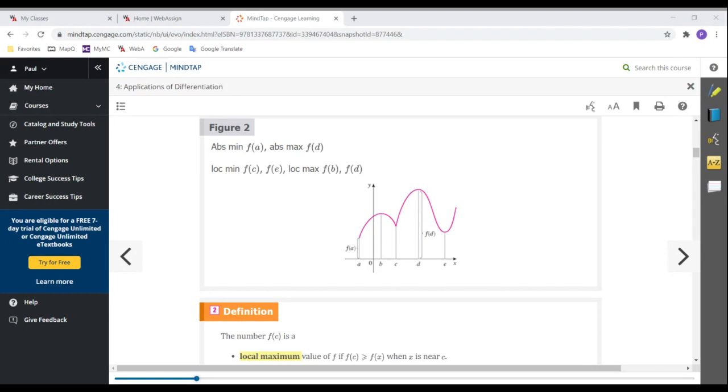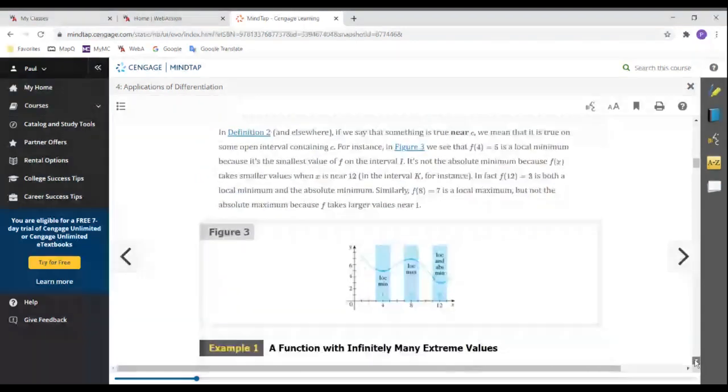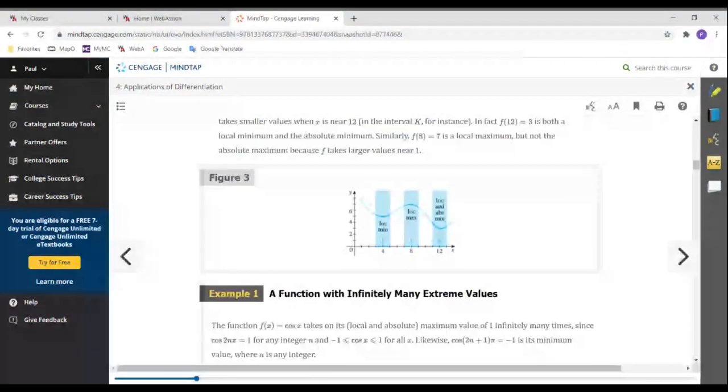Okay, so I'm not trying to steer you away from the definitions, because definitions are important, but I want you to get an intuitive feel for what absolute mins and maxes are and what local mins and maxes are. And then the definitions will be easier. Like here in figure 3, they have a nice little picture.